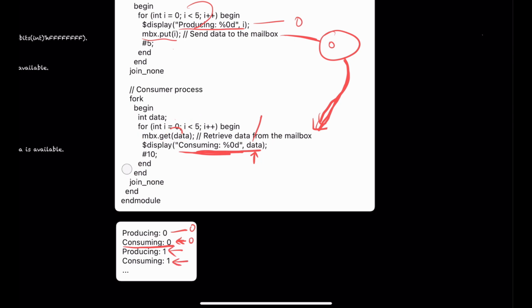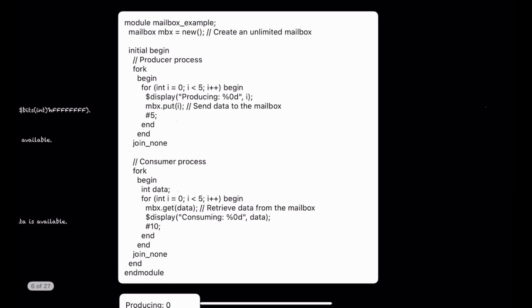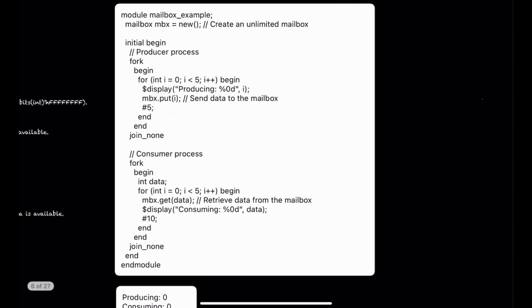So this is how communication between two processes is done with the help of a mailbox. Hope you got an understanding of the mailbox.